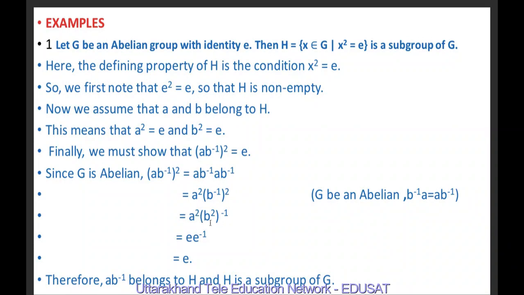A square is E, B square is also E, so E inverse. Inverse of the identity element is the identity itself. So E into E is nothing but E. So AB inverse whole square is also the identity element, and this satisfies the condition. Therefore AB inverse belongs to H. It means H is a subgroup of G. So here we have used the condition that if H is a non-empty subset of a group G and AB inverse belongs to H whenever A and B belong to H, then H is a subgroup of G. And we have followed the steps which we discussed in the last slide.